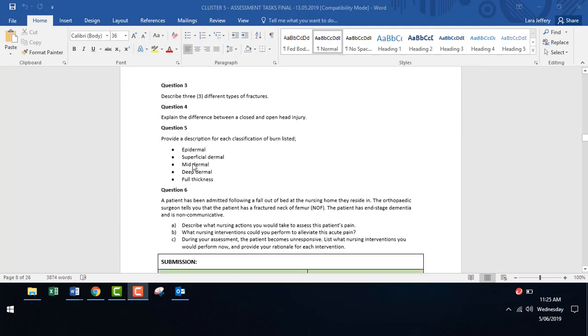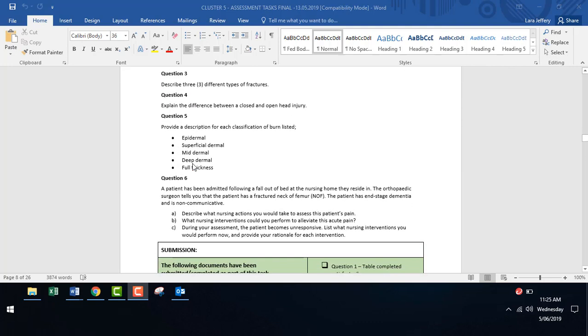Okay. Question 3. Describe 3 different types of fractures. So we want you to tell us 3 different types of fractures. Okay. And then so it would just be a dot point. So 3 different types of fractures and describe the fracture. So where is it? Give us an example of where that fracture might occur. Okay. And just telling us how and where the fractures occur shows us that you have a good understanding of the type of fracture. Okay.